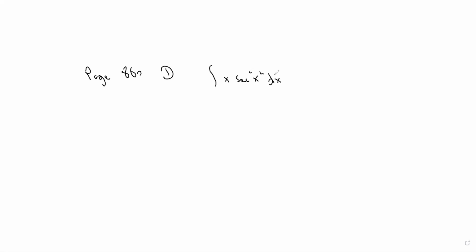So I'm going to do kind of the obvious. I'm just going to take the x and move it next to the dx. I just prefer doing it that way because we're going to have to move that over there anyways.